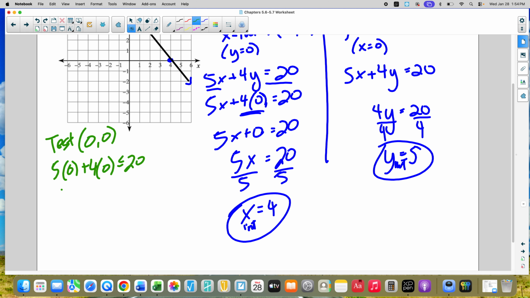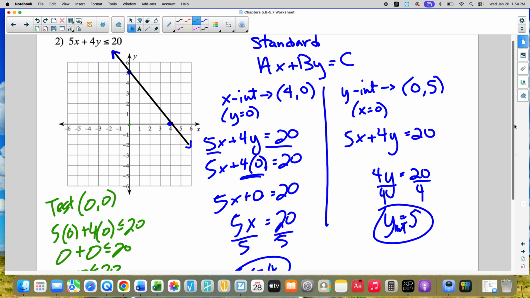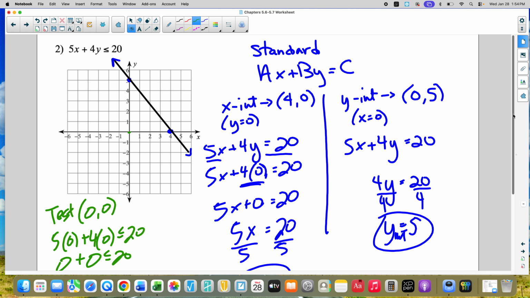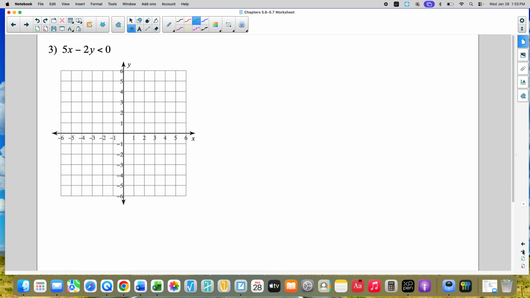And 5 times 0 is 0, 4 times 0 is 0, 0 plus 0 is 0. Is 0 less than or equal to 20? Why, yes it is. So this point right here is a solution. That location 0, 0 is right here, and it's a solution. So I know that all the points on this side of the border are going to be considered solutions. There you go. That's how easy it is.